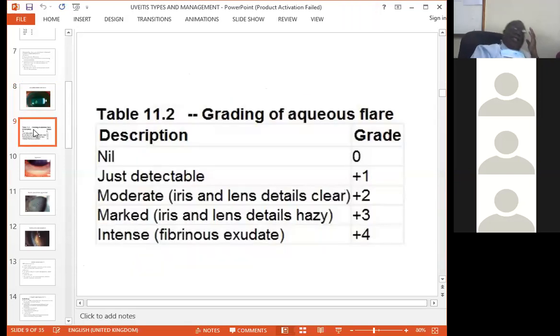This is the grading of aqueous flare. It's either grade 0, no cells, you give it as nil, or just detectable, 1 or 2 cells, you say +1, just detectable. When it's moderate, we're talking of cells you can see as you shine the torch. If there is hardly any, or maybe just an occasional 1 or 2, it's just detectable. Moderate is 2, marked is 3, intense is just too much. Okay.